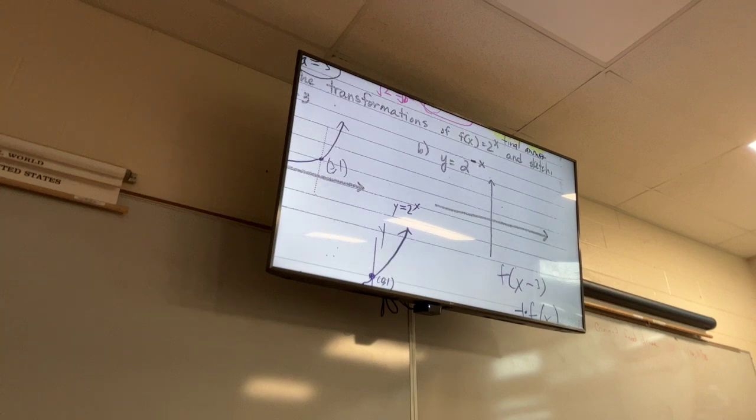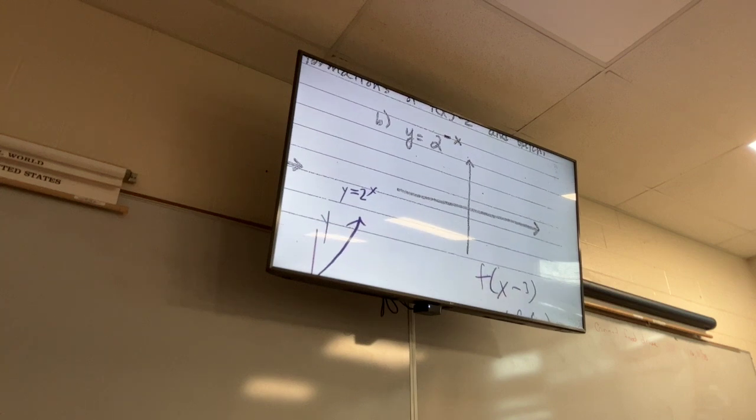So if there's a minus inside of my exponent, what's that going to do? It's going to do the same thing, flip it right to left. So it's going to flip over the vertical axis. So now it's going to look just like it did, but backwards. It's called exponential decay. This stuff is big. Very important stuff.